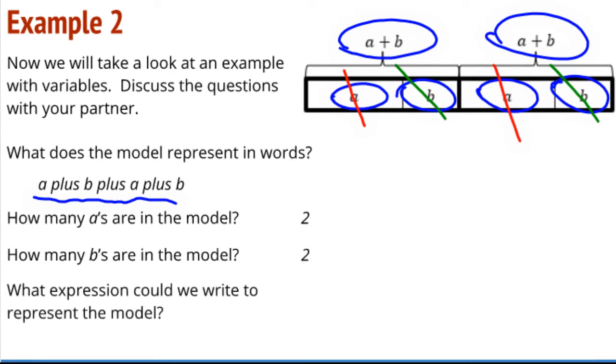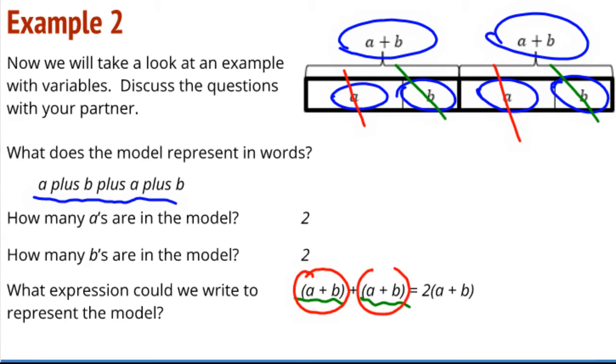So what expression could we write to represent the model? Well, we've got A plus B plus A plus B, or we recognize this as repeated addition here and say, I am going to add this together over and over again. How many times? 2 of them. So here we have it written with those parentheses.